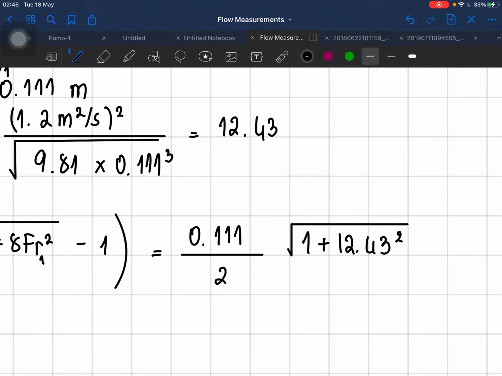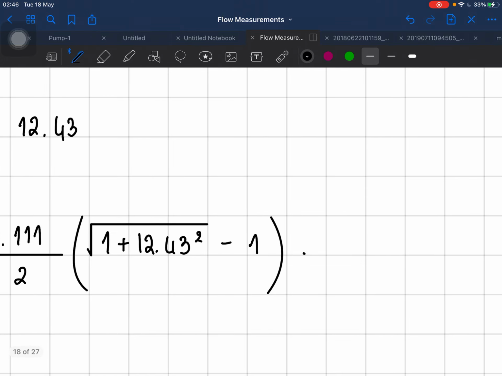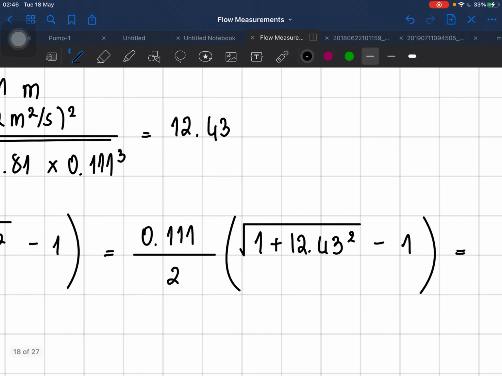12.43. So we're not trying to find a Froude number to identify if it's subcritical or supercritical. We're only trying to find a Froude number in order to substitute in this point. Okay, so now let's work on the numbers together. 0.111 over 2.